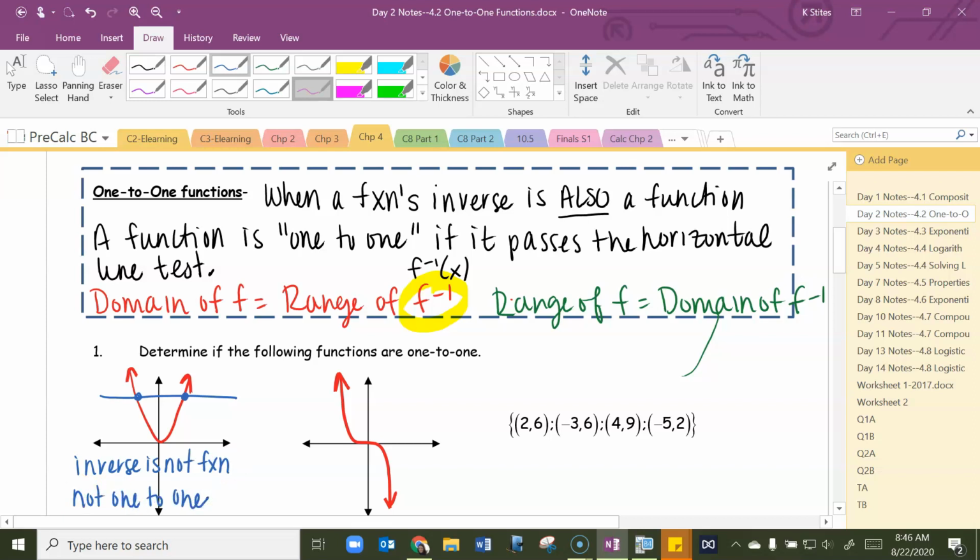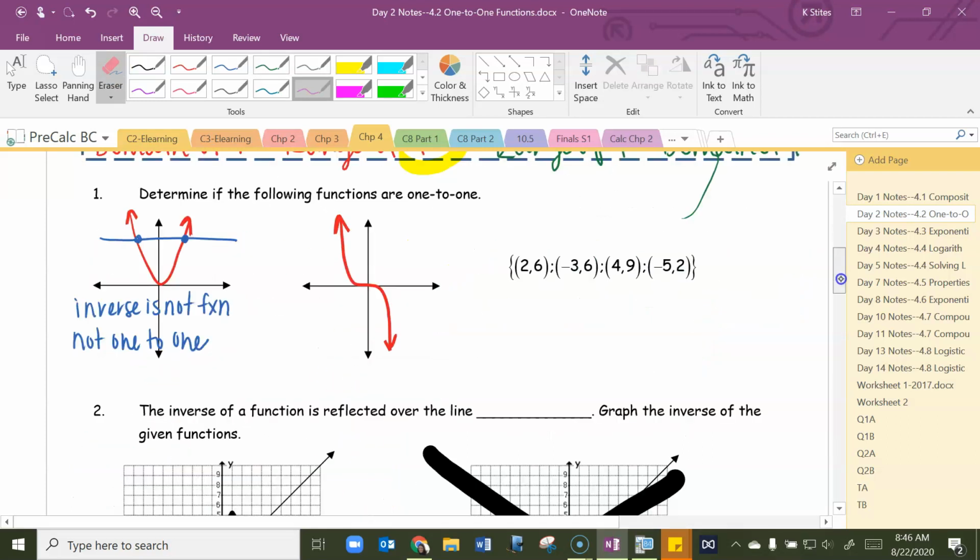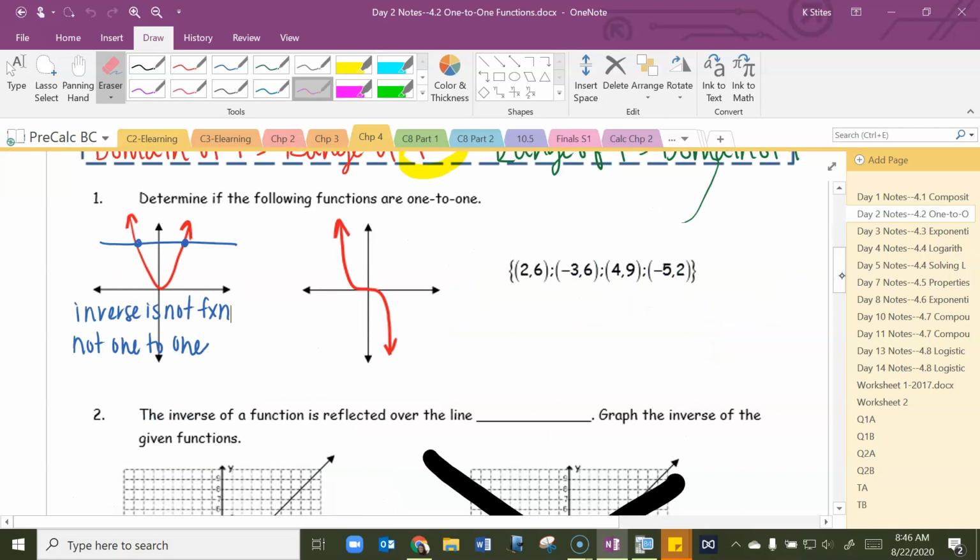Whereas in this next problem, we pass the vertical line test, so this red curve is a function, and it also passes the horizontal line test. That means that this curve is a function and its inverse is also a function. And since we have a function either way, this is one-to-one.